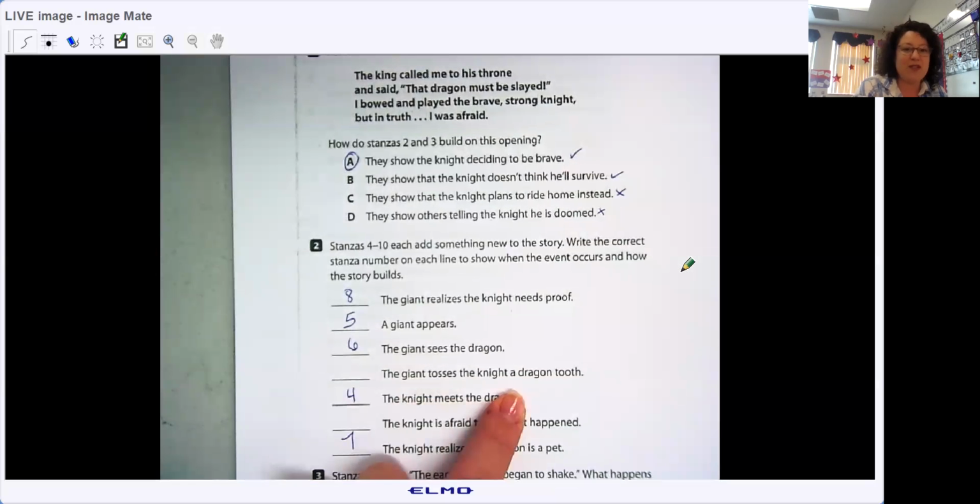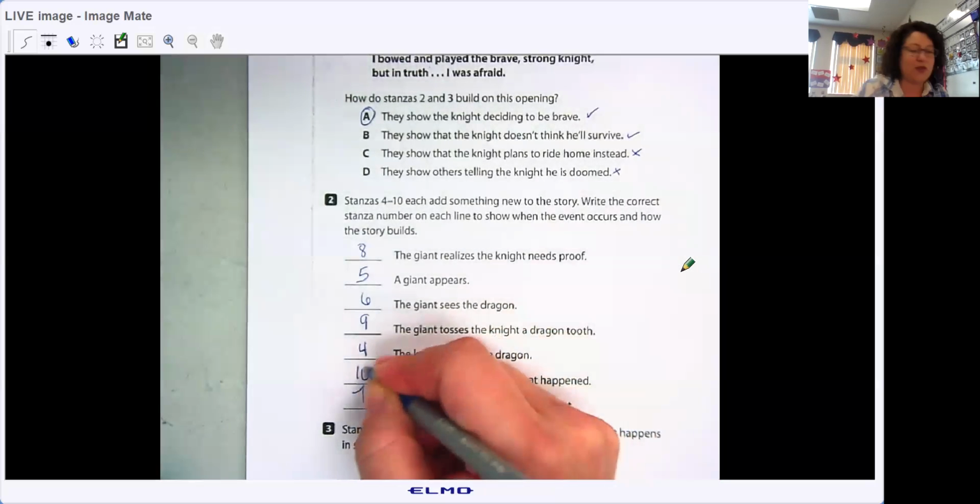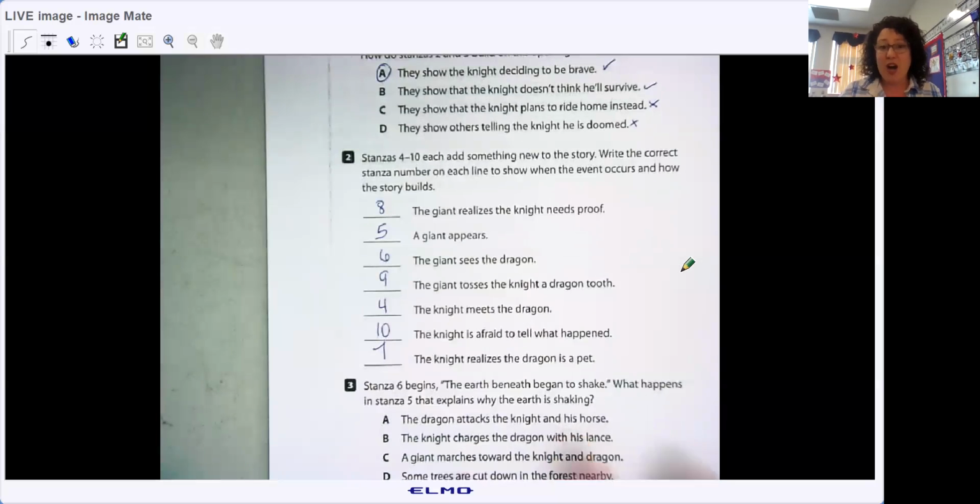He tosses the baby tooth, so that's 9. And is number 10, the knight is afraid to tell what happened? Yep, because the last line says, "Afraid to tell the truth." So really, I know it takes some time to go back and find answers, but it makes it really easy. It's not hard to do, it just takes a few extra minutes.